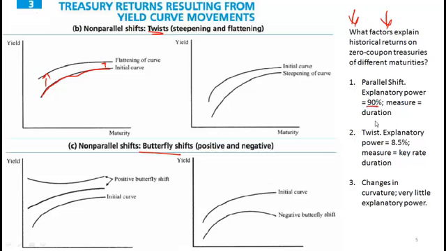And do you remember from level 1, what's the measure of the sensitivity of portfolio value to changes in interest rate? It was duration. Duration, if you remember, was basically measuring a parallel shift in the yield curve. So the point is that the most important part of the shift is the parallel shift component that explained 90% of the returns. Then about 8.5% explanation comes from a twist, and very little explanatory power comes from the butterfly shift.